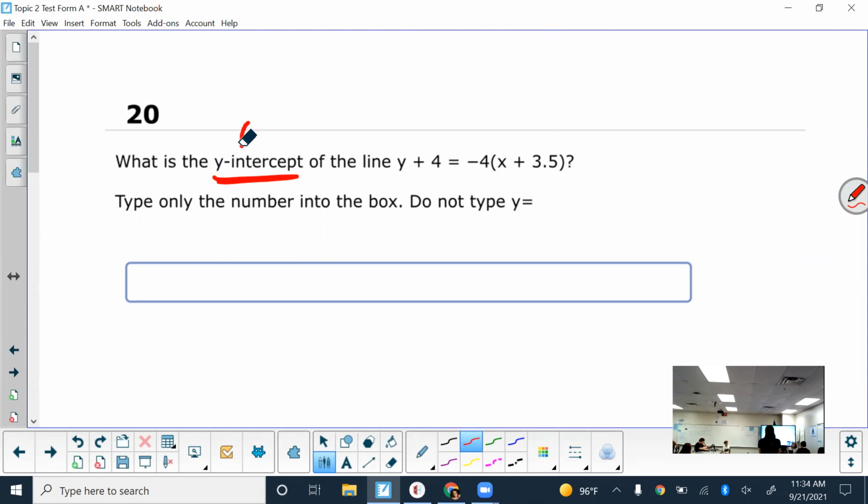What's the definition for y-intercept? It is when, well, it's where it crosses the y-axis, but I don't have a graph of this. It'd be a little harder for me to graph this line. So what can I do? What's the other definition of y-intercept I told you guys about?